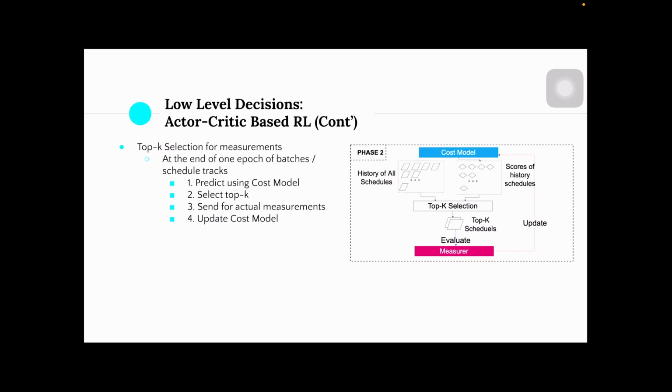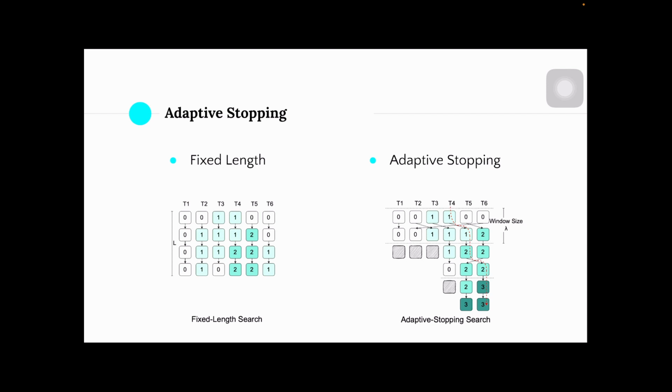For the second phase, which is the top K selection of a small proportion of the visited schedules for actual measurements, we follow this workflow at the end of an epoch of batches. Firstly, we predict the rewards of all the schedules using the cost model. Then we select the top K schedules with the best rewards. We send these schedules to the manager for the actual measurements, and the results are sent back to update the cost model. Next, let's talk about adaptive stopping used in the schedule tracks.